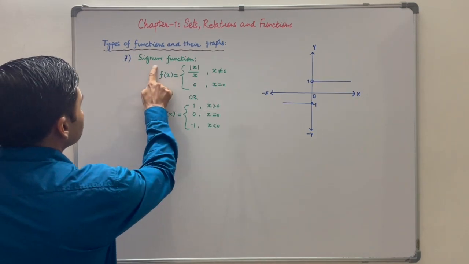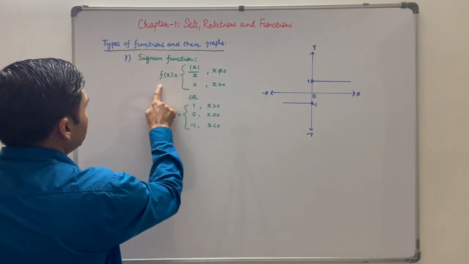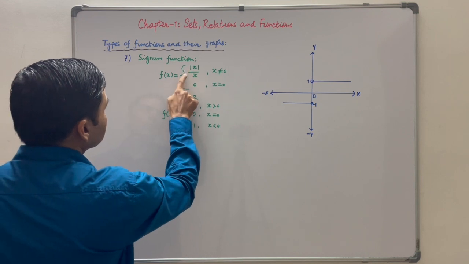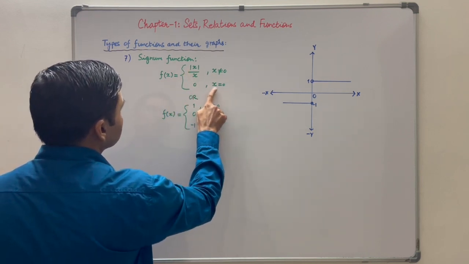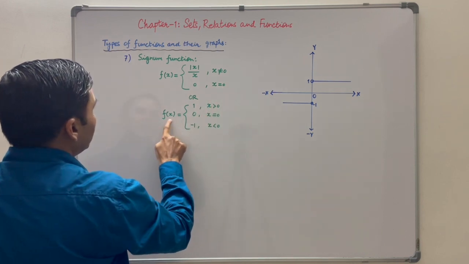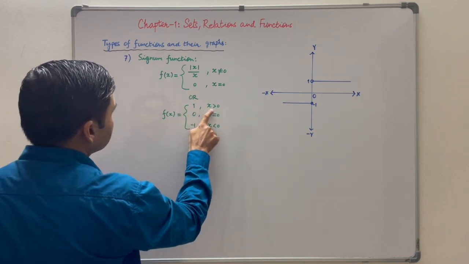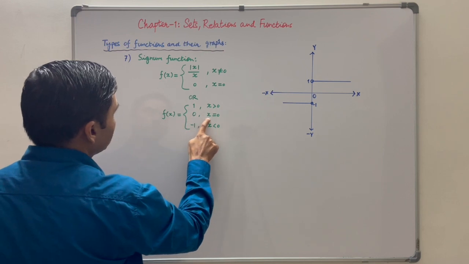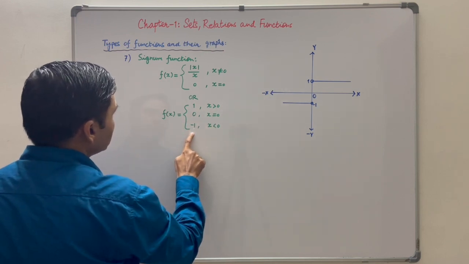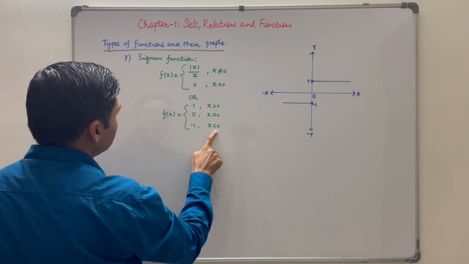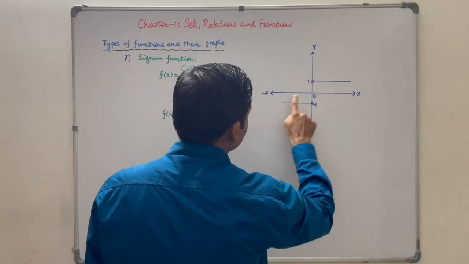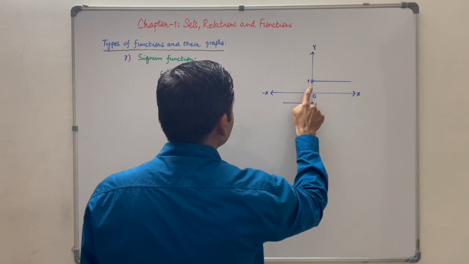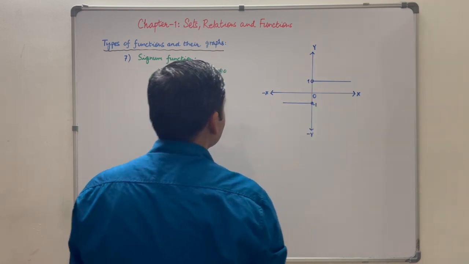Seventh function is signum function. It is defined by f(x) equal to mod x upon x if x is not equal to 0 and 0 when x equal to 0, or f(x) equal to 1 when x is greater than 0, 0 when x is equal to 0, and minus 1 when x is less than 0. This is easy to remember. Its graph is like this. Only 1, 0 and minus 1 values are considered.